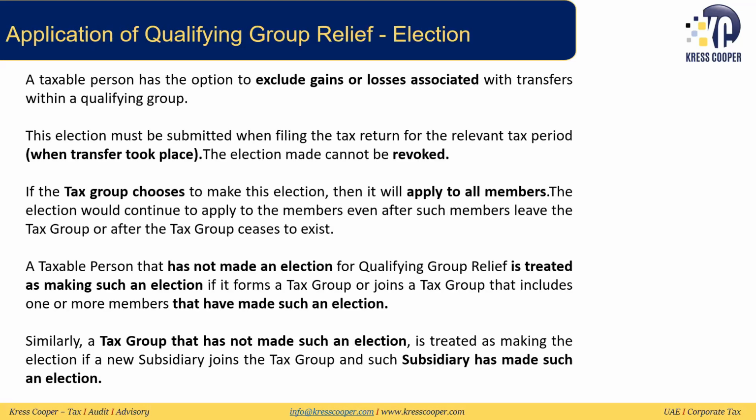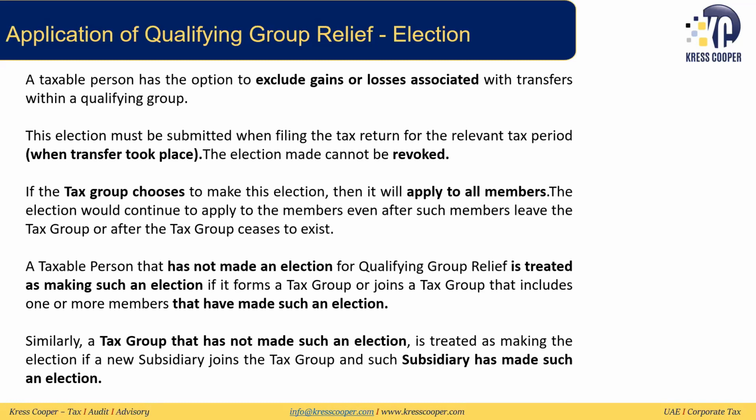Now, when a taxable person has a qualifying group, there is an option that they can exclude the gain or losses which are associated with any transfer within the qualifying group. This election is irrevocable, and it has to be submitted when we are filing the tax return for the tax period where this transfer takes place. So if there is a tax group where none of the members have made any decision right now, and the tax group as a whole makes this election, it will apply to all the members of the tax group, and then it will keep on applying to all the members, even if they leave the tax group or even if the tax group is deregistered.